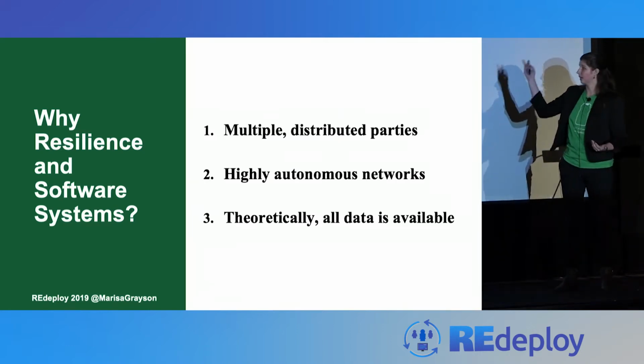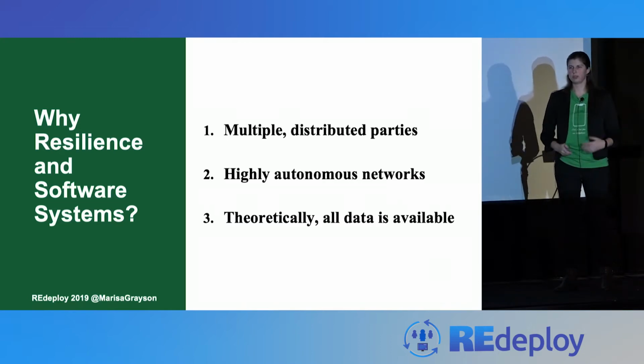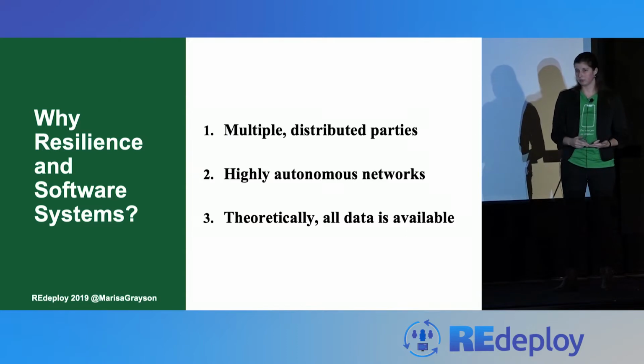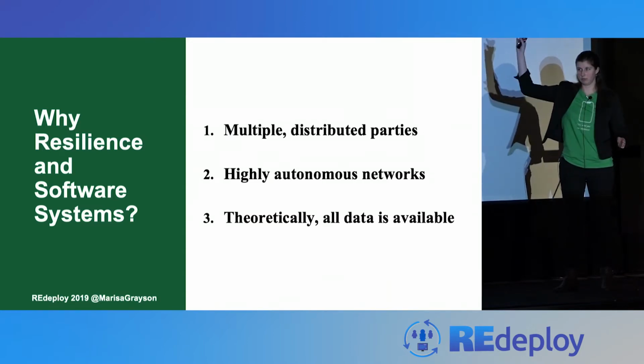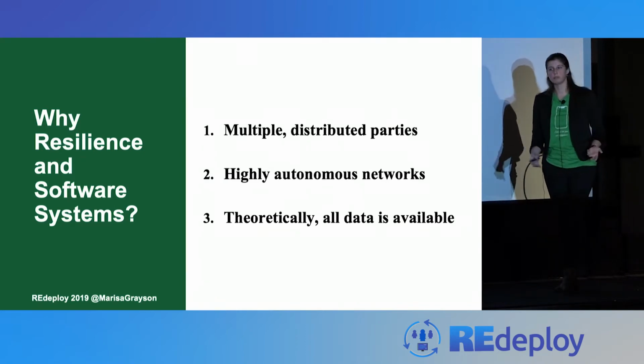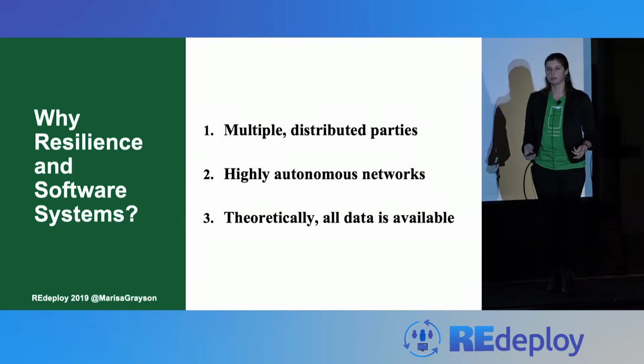Then we have the highly autonomous networks, where things are going on below the surface, that there are primitive event captures, meaning sometimes the error messages are just, hey, this went wrong. Not much information, but still, it can build up to larger conclusions.